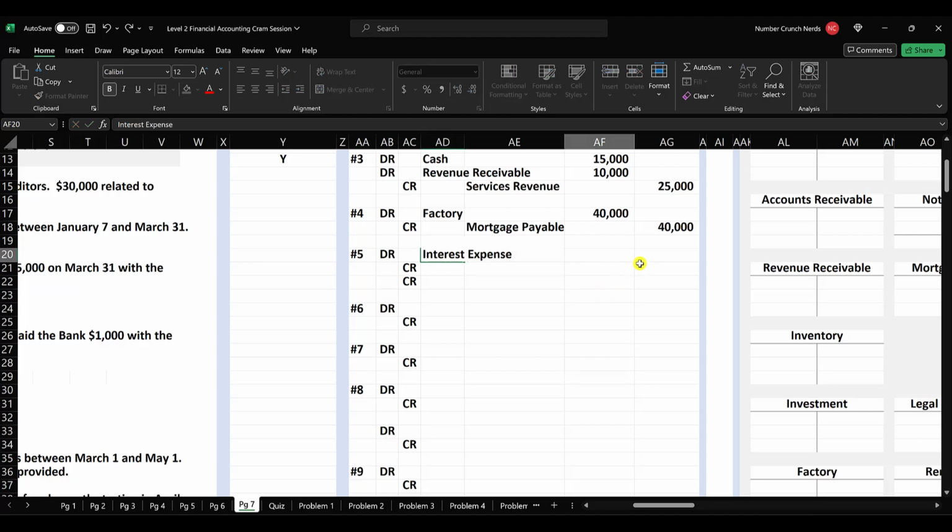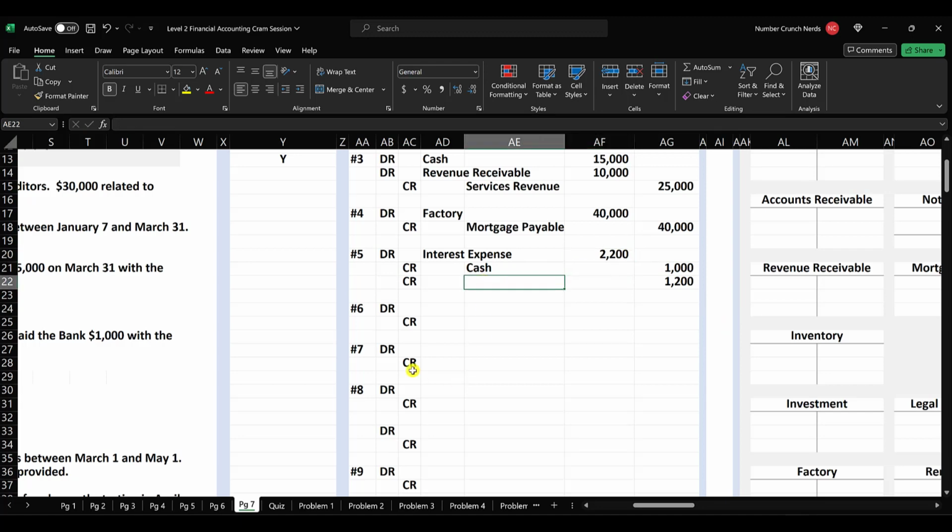And the amount was $2,200. And it said that we paid cash. We know that cash is an asset. Asset decreases with a credit. So we're going to decrease that asset cash by the $1,000 that was paid, and the difference is $1,200. We know that's going to be the other side of the credit because the debits and credits have to be the same.